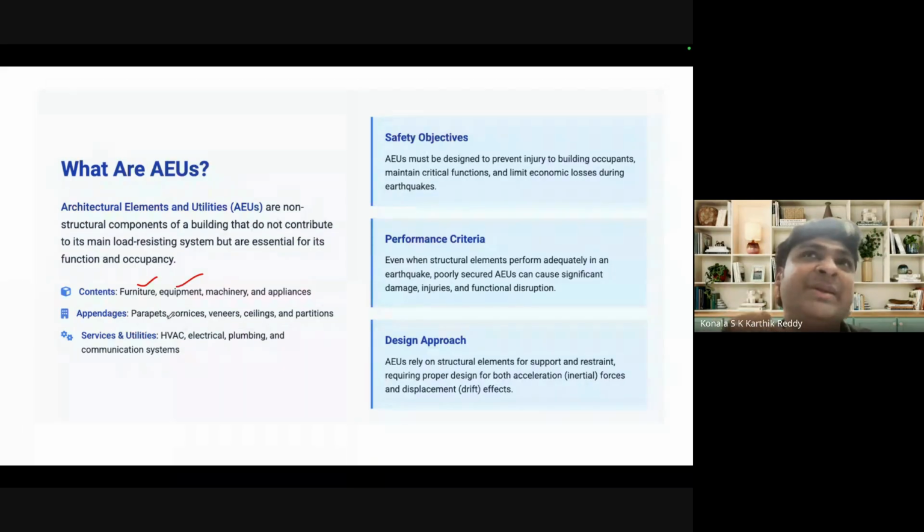The plumbing system should immediately work, right? You have cooking to do, you have other purposes. You need water, you need to wash your clothes. These commodities should immediately work even after an earthquake. So we cannot really afford 28 days for these utilities to be functional even after an earthquake.